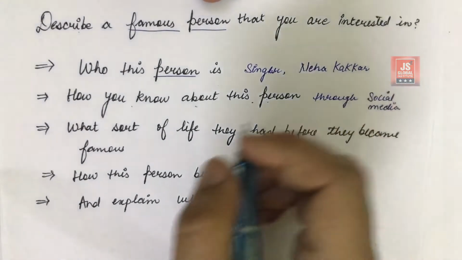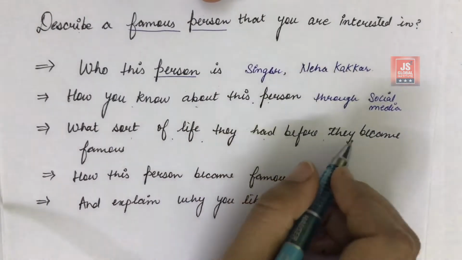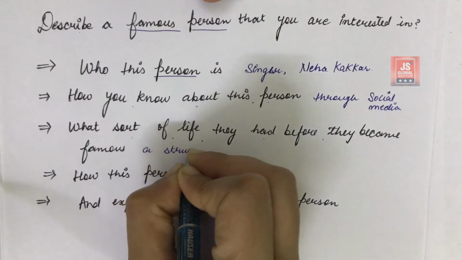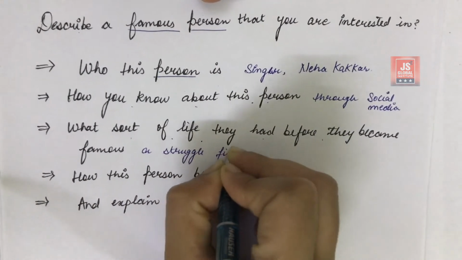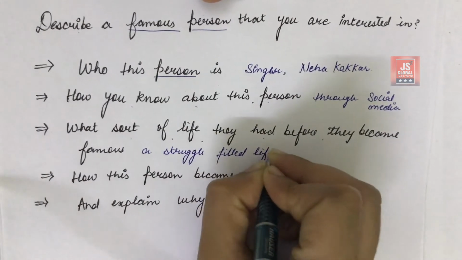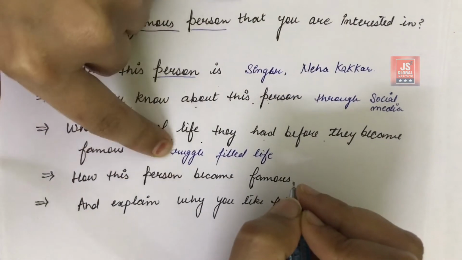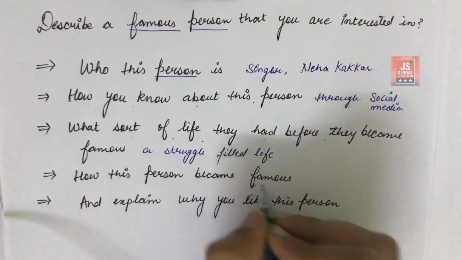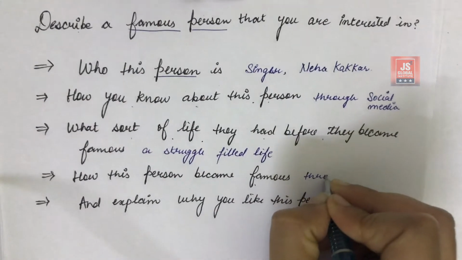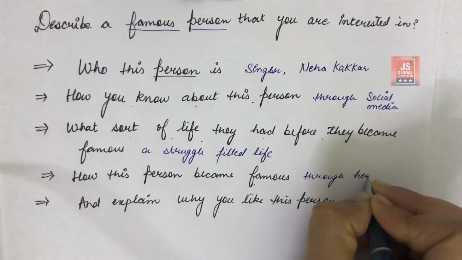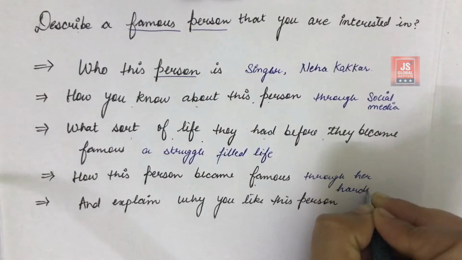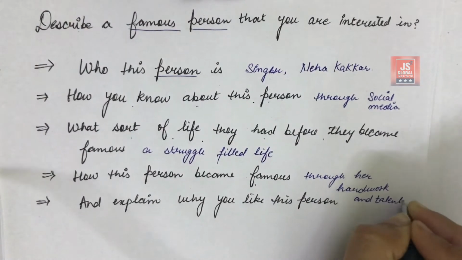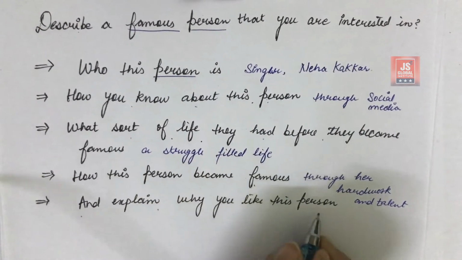Okay, so the next question is, what sort of life they had before they became famous? A struggle-filled life. Okay, so here I am writing some shortcuts, but after that I am going to tell you how you can prepare for it. Okay, how did this person become famous? Through her hard work and talent. Okay, explain why you like this person.